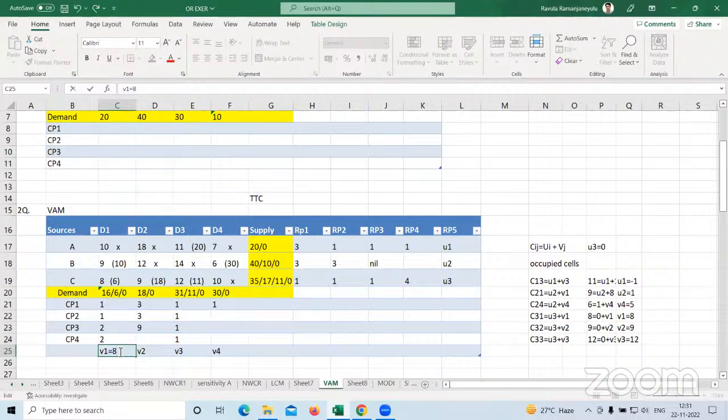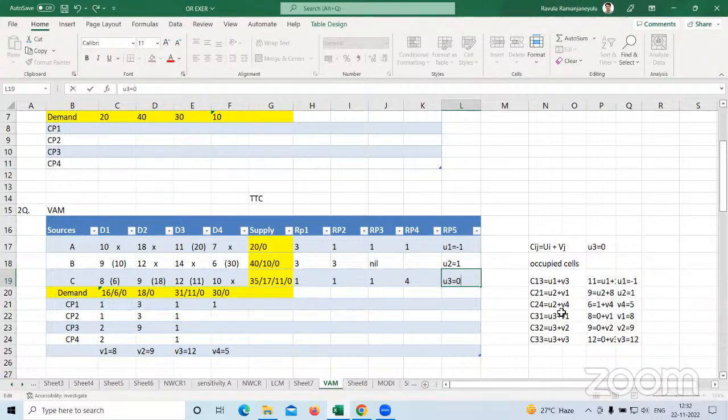V1 value we got as 8. V2 value we got as 9. V3 value we got as 12. V4 value we got as 5. U1 value we got as minus 1. U2 value is plus 1. U3 we assumed it as 0. This is only by means of occupied cells you can calculate.